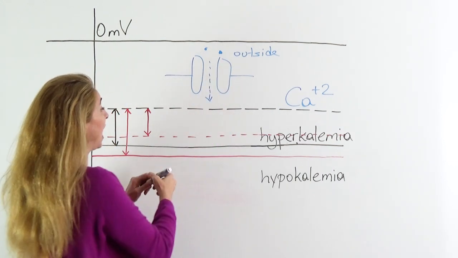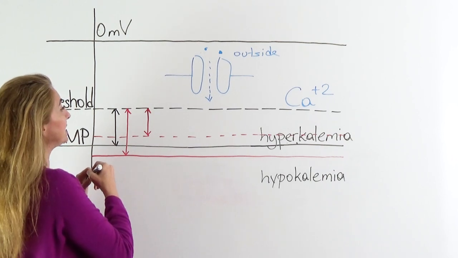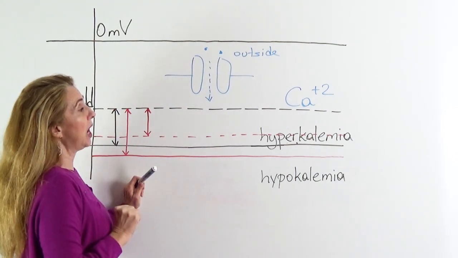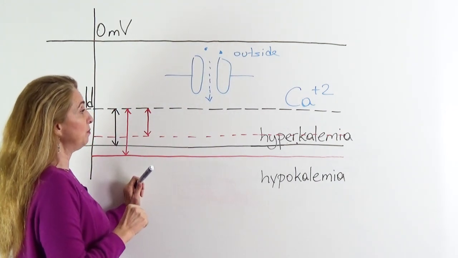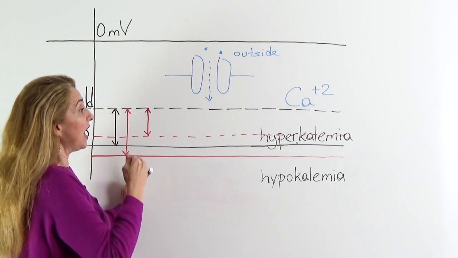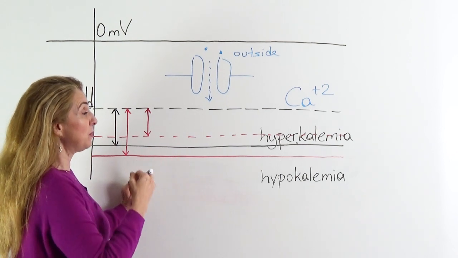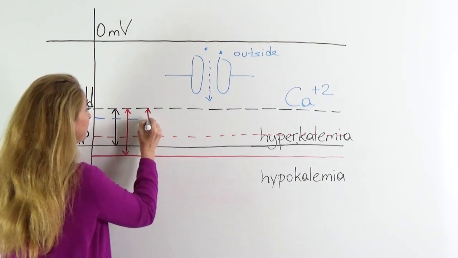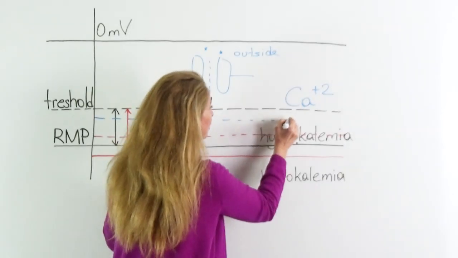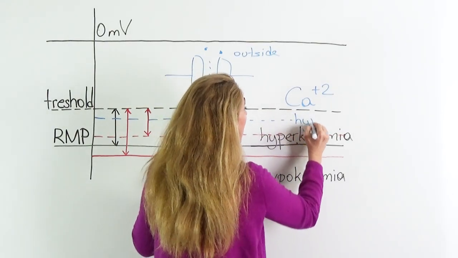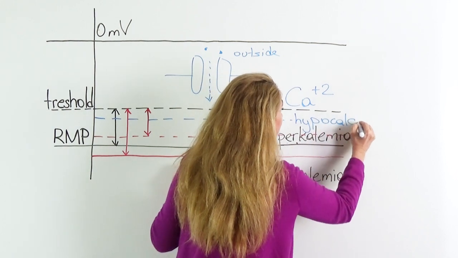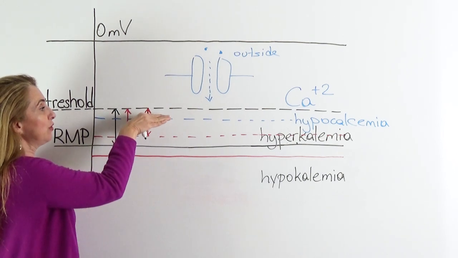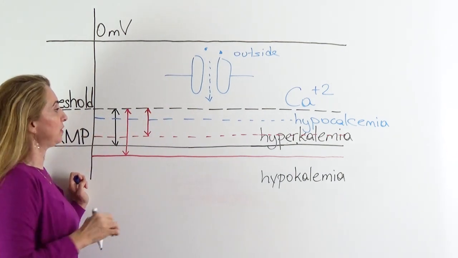So if you have hypocalcemia, this blocking effect of calcium ions is going to be removed, and sodium ions can more easily pass through the channel. This is actually causing, hypocalcemia is actually causing a movement in the threshold towards the resting membrane potential.